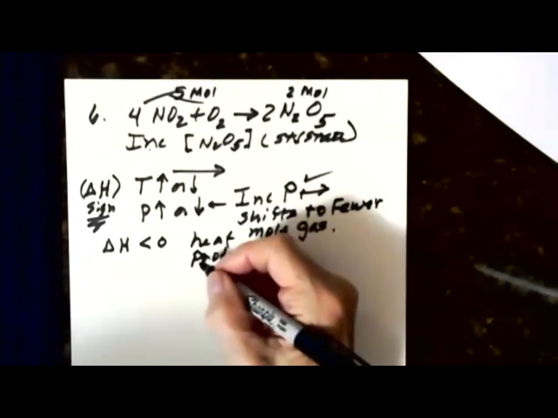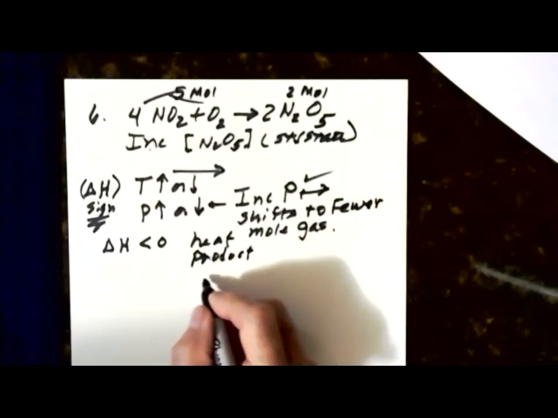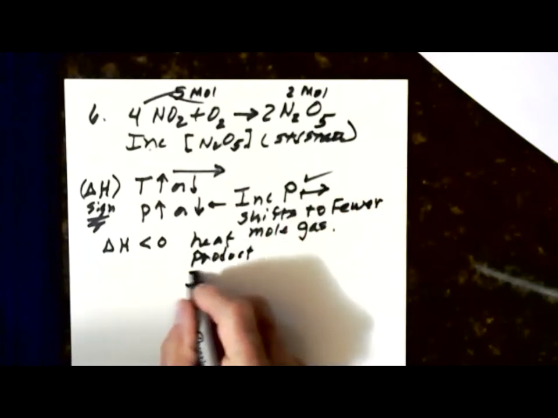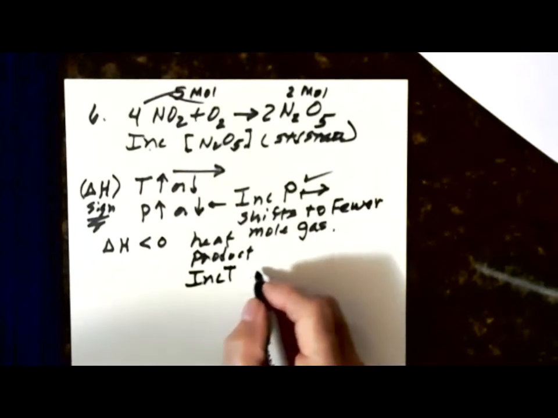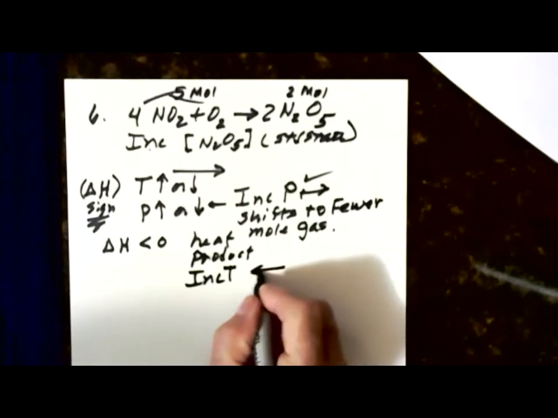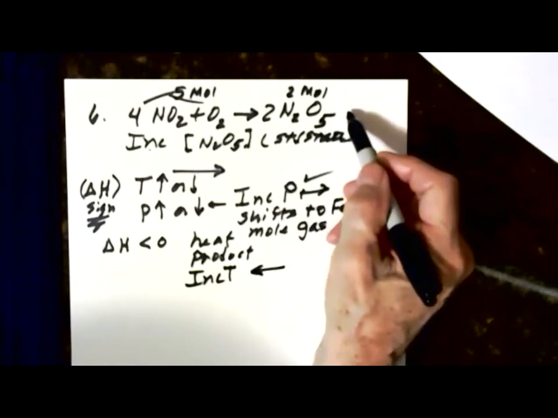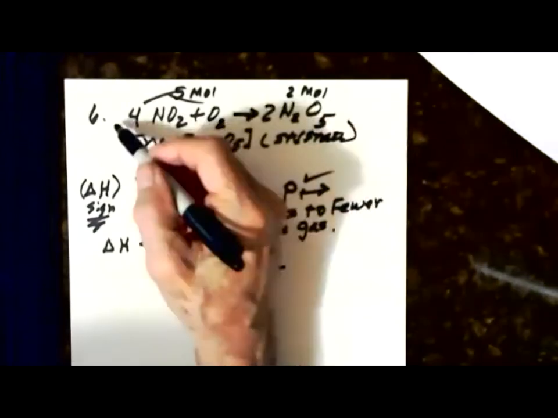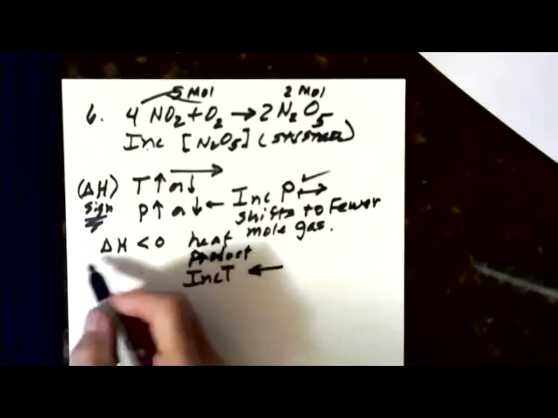Means heat is coming off. If heat is a product, then increasing temperature would shift left. Because if heat is a product and I add more heat, it's going to use up the heat. So I need the sign of the delta H. And somewhere we calculated that. We calculated delta H for this reaction.